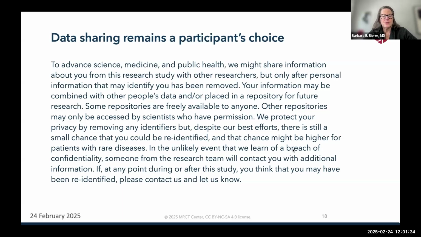In the unlikely event that we learn of a breach of confidentiality, someone from the research team will contact you with additional information. If at any point during or after the study you think that you may have been re-identified, please contact us and let us know. So you can see how this touches on many of the things we've been talking about, but truly, can be adapted and adopted for future use in many different settings.